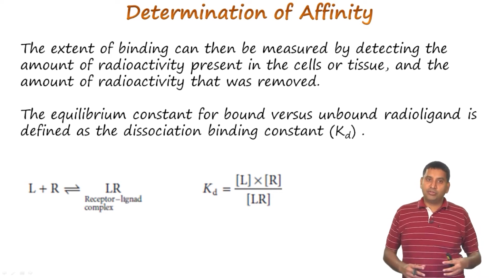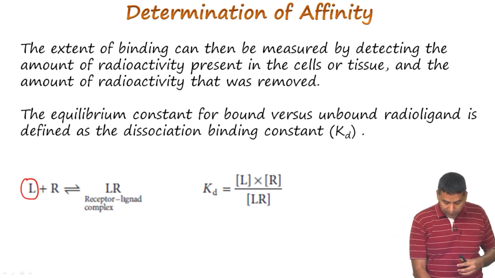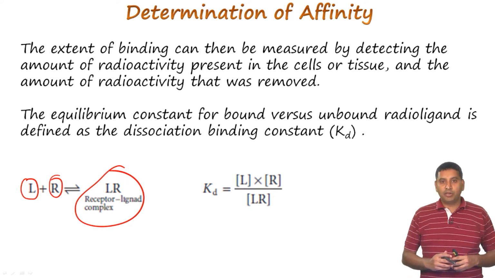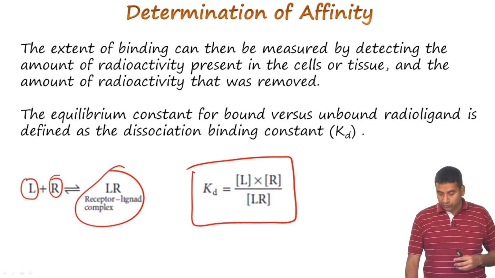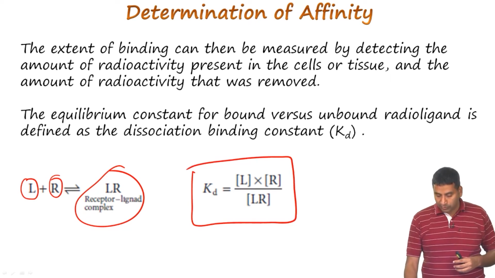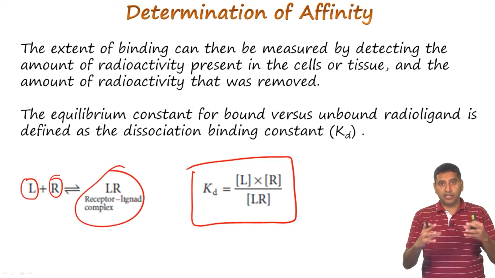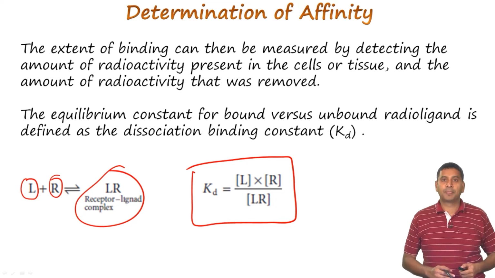So, based on this, we can define an equilibrium, that is ligand plus receptor going to a ligand receptor complex. Okay. And this equilibrium constant, much like what we defined earlier, is the concentration of the ligand multiplied by the concentration of the receptor divided by the concentration of the ligand receptor, or LR. Okay. And this is called the dissociation binding constant.